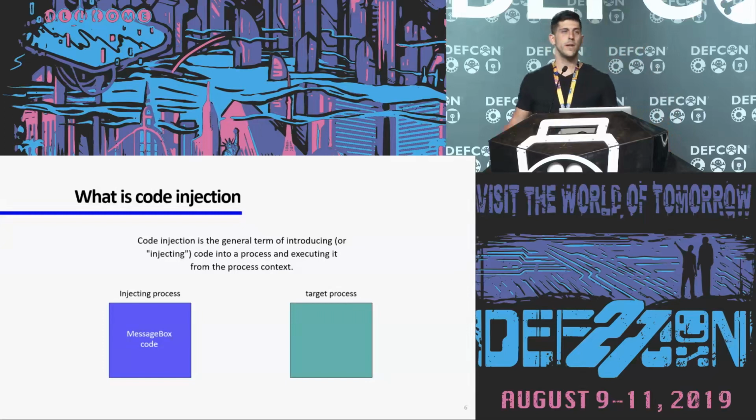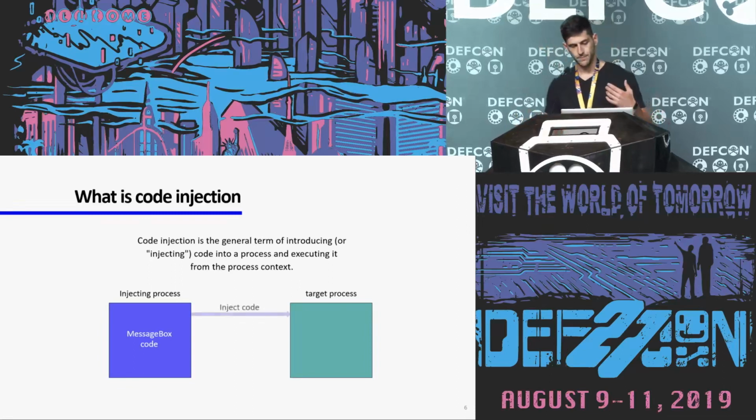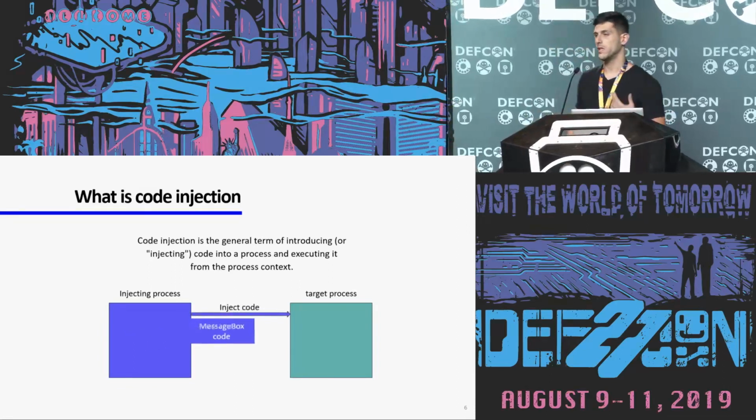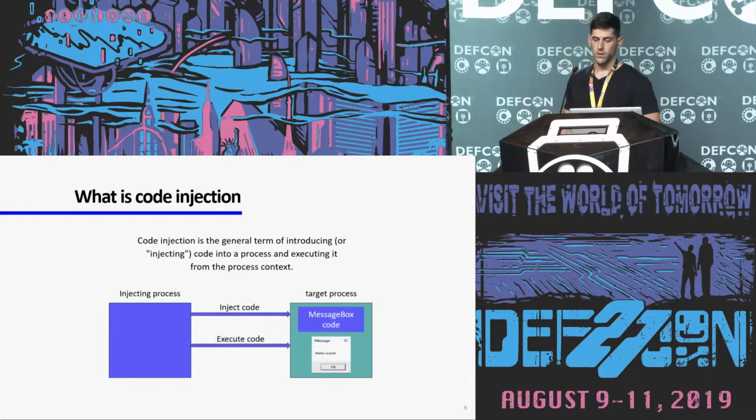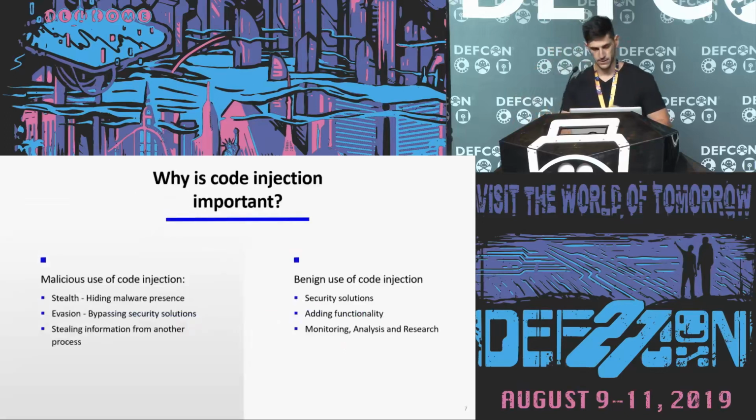So what is code injection? Code injection is the term for inserting code from one process into another and then executing it in the context of the other process. So it looks like this. First, we inject code into the target process, a message box, and then we execute the code. Throughout this presentation, I'm going to use the terms target process and injecting process.